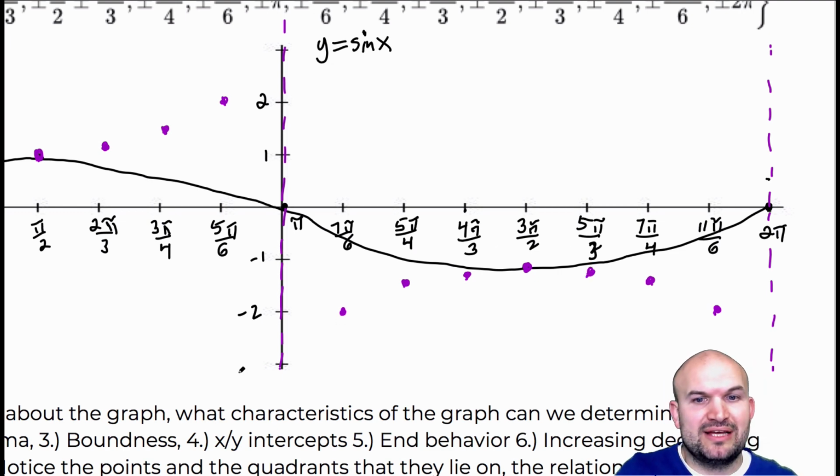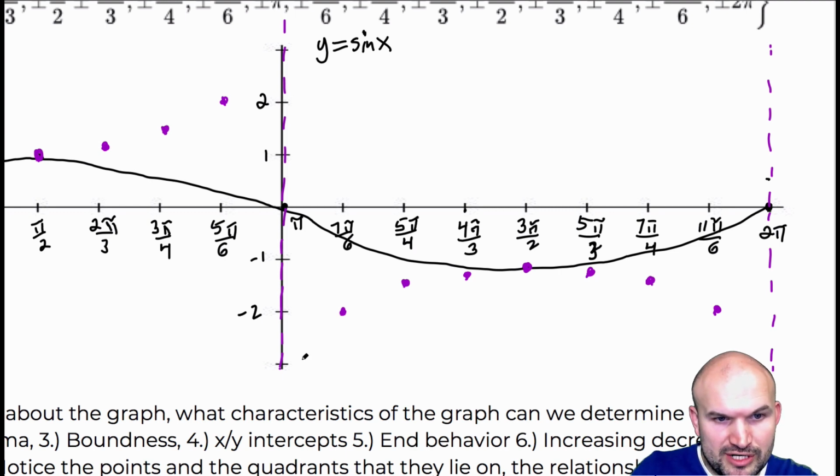So hopefully you can see there. Now we kind of have this shape. It looks kind of like a parabola. And I'm going to try to do my best here.